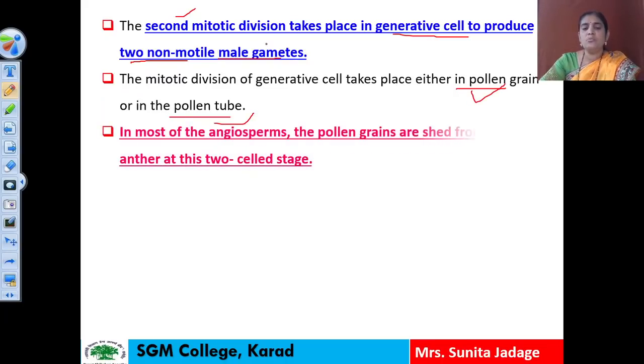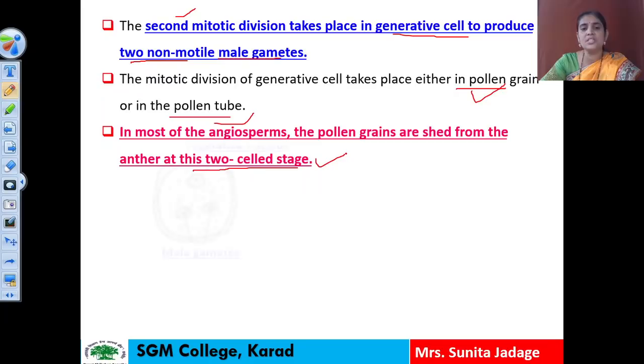Because in most of the angiosperms the pollen grains are shed from the anther at this two-celled stage. Generally the pollen grains are pollinated, or come outside the anther, at this two-celled stage that we have seen in the previous slide, with the generative cell and vegetative cell formed. After pollination these pollen grains are deposited on the stigma, and the pollen grain germinates, and there is formation of the pollen tube, and after the formation of the pollen tube the second mitotic division is carried out in the generative cell.